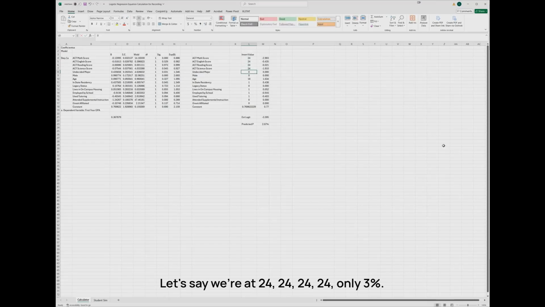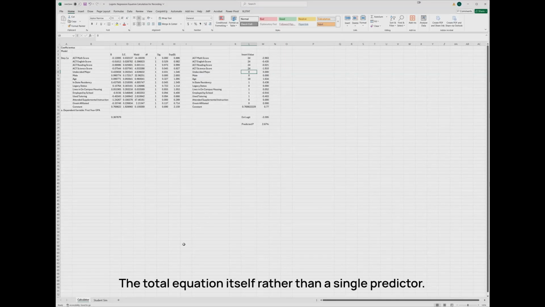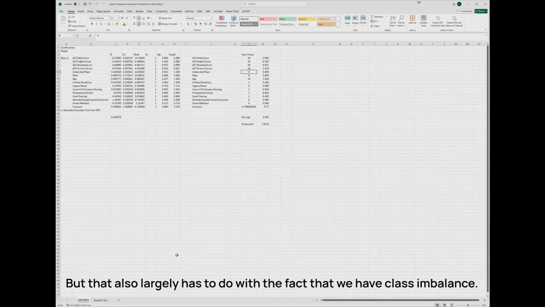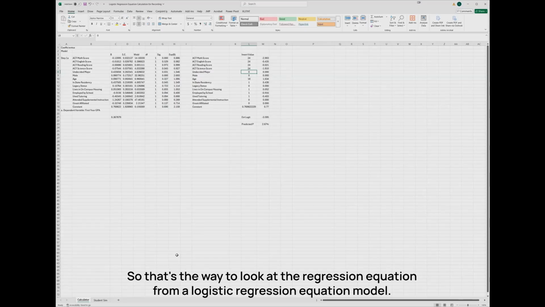Let's say we're at 24, only 3%. So really you're seeing the impact largely running in the factor of the total equation itself rather than a single predictor. But that also largely has to do with the fact that we have class imbalance. The fact that our base rate is only about 14.5% says that our predictors are going to do a little better at predicting who isn't versus who is. So that's the way to look at the regression equation from a logistic regression equation model.